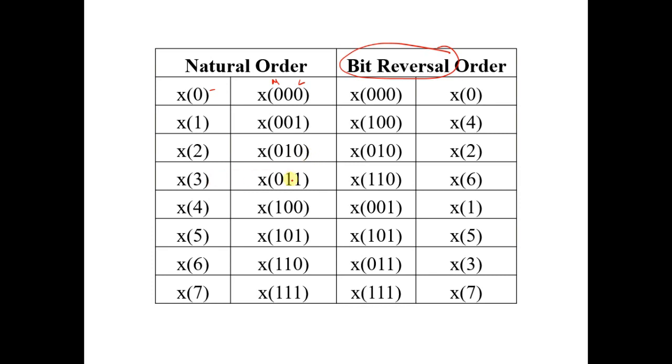3 would be 0, 1, 1. 4 would be 1, 0, 0. Then 5 would be 1, 0, 1. 6 would be 1, 1, 0. And 7 would be 1, 1, 1. Now, what do you mean by bit reversal?